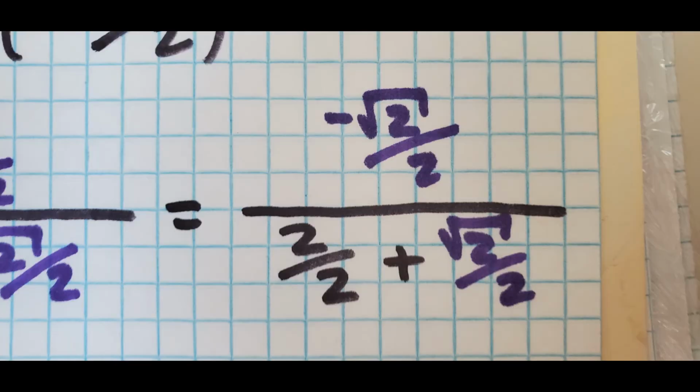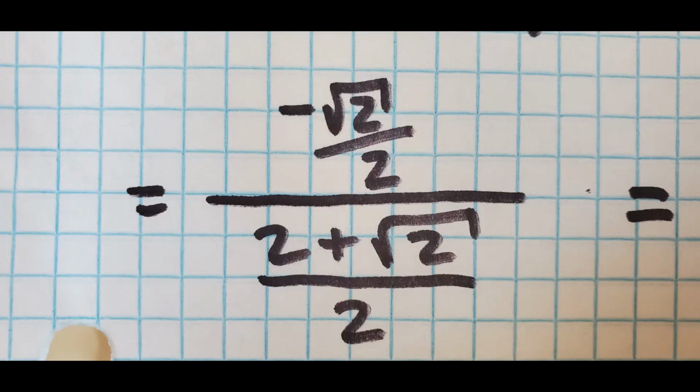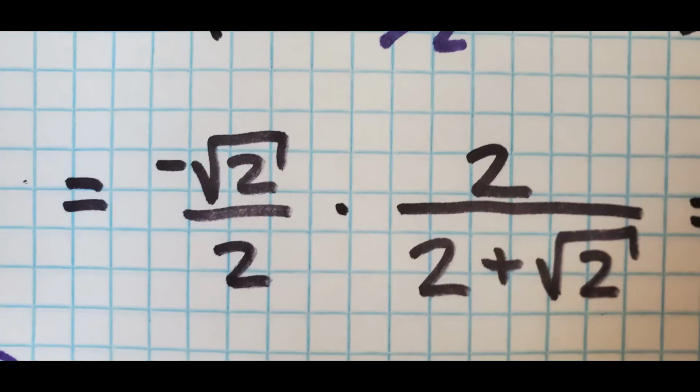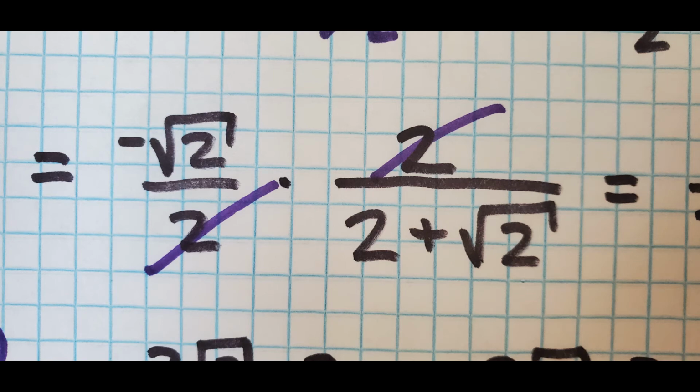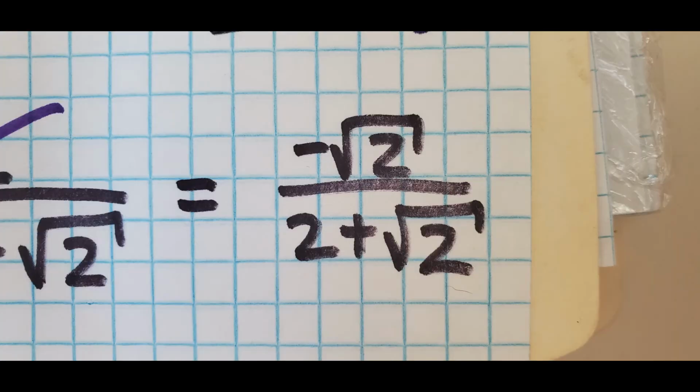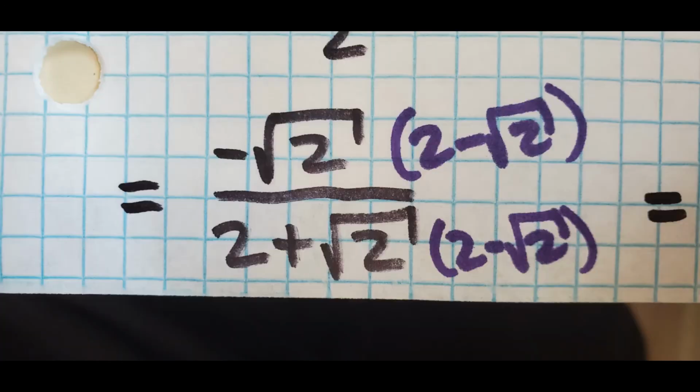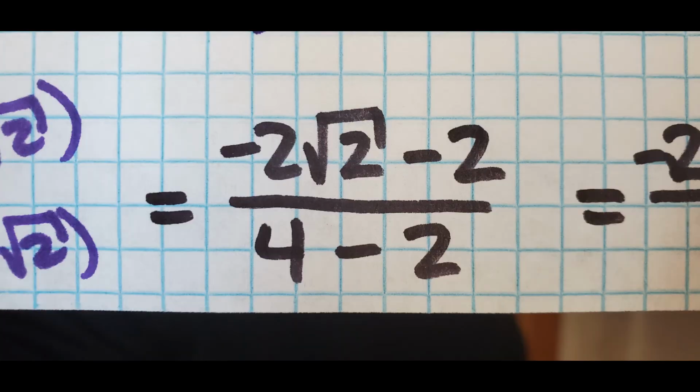We make that 1 into 2 over 2. Combine the 2 on the bottom, we end up with this. So we're going to do keep, change, flip. And the 2's will cancel off again. We'll get this to happen. And now we can't have that radical on the bottom, so to make that disappear, we multiply by the conjugate on the bottom. So 2 minus the square root of 2. And you should end up with this.